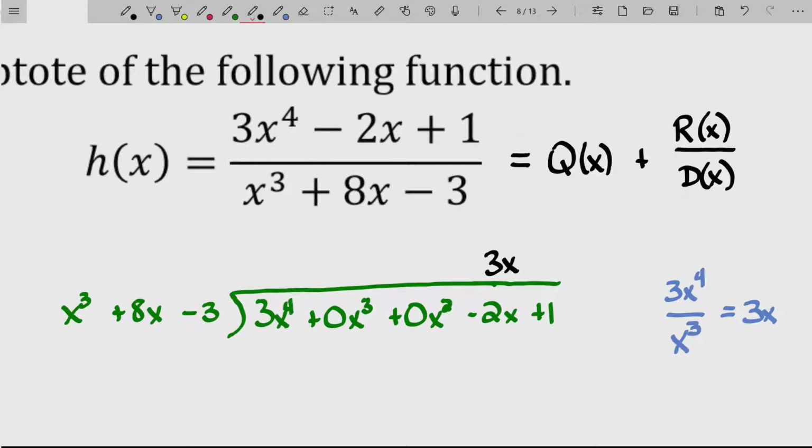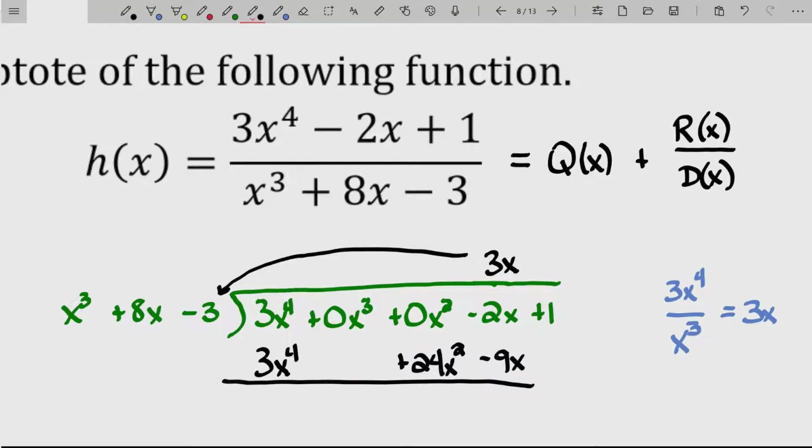And then you get to check your work. 3x times x cubed is 3x to the 4th. Then you do the next multiplication. 3x times 8x is 24x squared. So I'll put this plus 24x squared. I just put that in the x squared column. And then you say, okay, well then 3x times negative 3, that's a negative 9x. Again, in the x column for that.